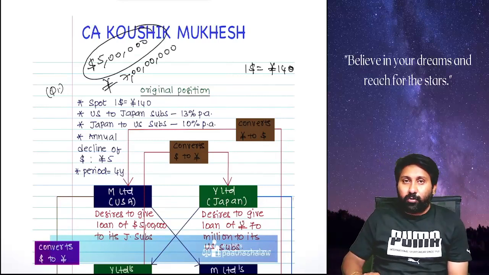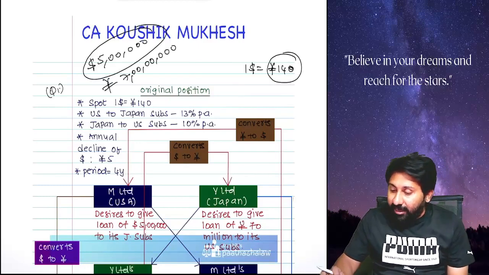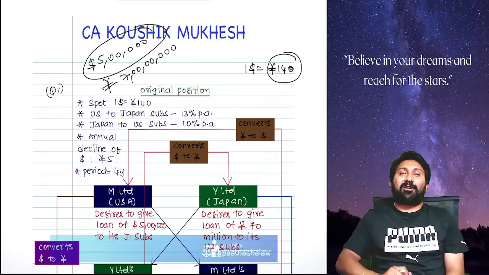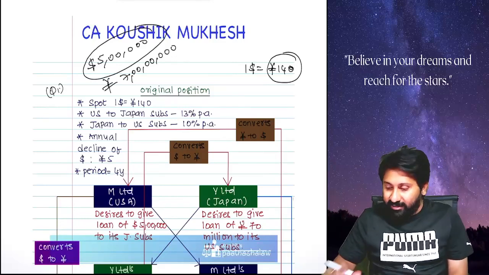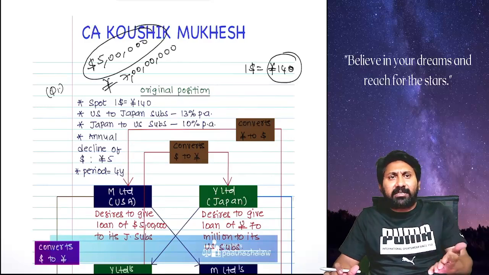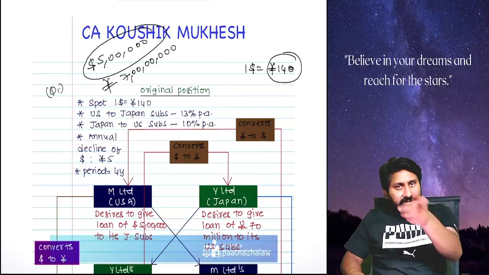5 lakh into, what is the exchange rate between these two? 140. 5 lakh into 140 you make it 7 crore. That's how that 70 million concept came. Are you understanding? It means my 5 lakh dollars is as good as 70 million yens. Yeah, that means you wanted to give 70 million, na?